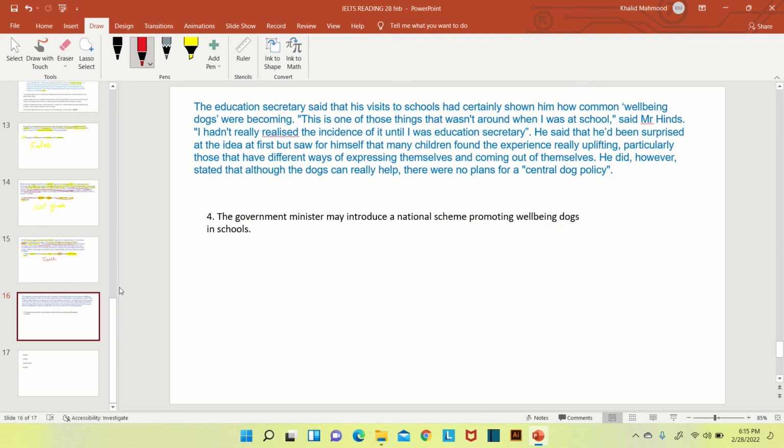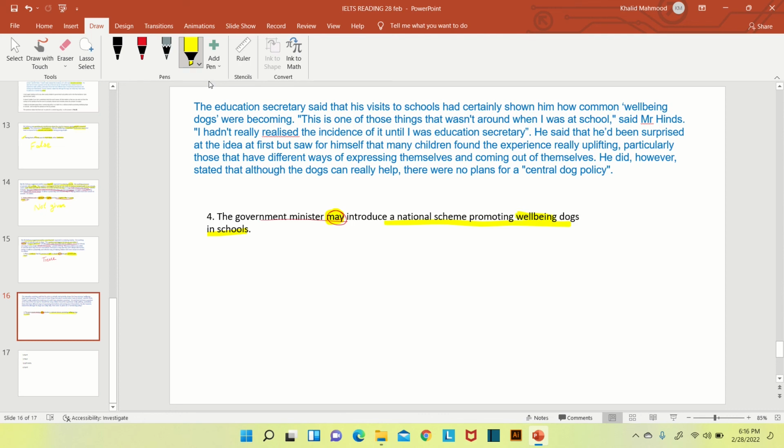Okay, then let's move on to the last and final question. The government minister may introduce. May means it is not completely sure, so this can be a keyword because this is a qualifying word. I have told you about qualifying words. This is one of them. Introduce a national scheme promoting well-being dogs in school. Promoting what? Well-being dogs in school.